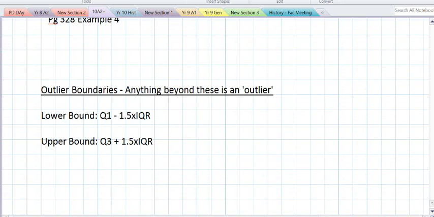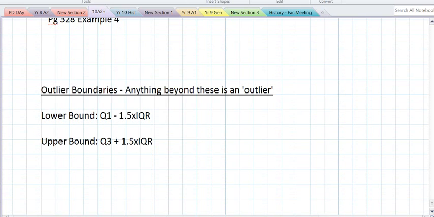Alright, so outliers. When we're working with information, sometimes we get a piece of data that doesn't make sense. It's either too big or too small. If we did the heights of this class and one of the heights came out to be 210 centimetres, we would question it. We'd think, well, that's a bit strange. Any data that is a bit strange, we call an outlier.